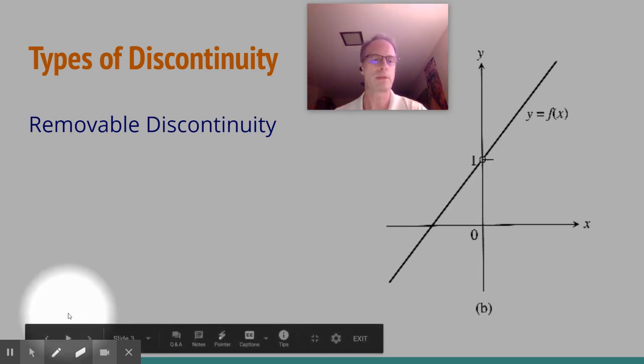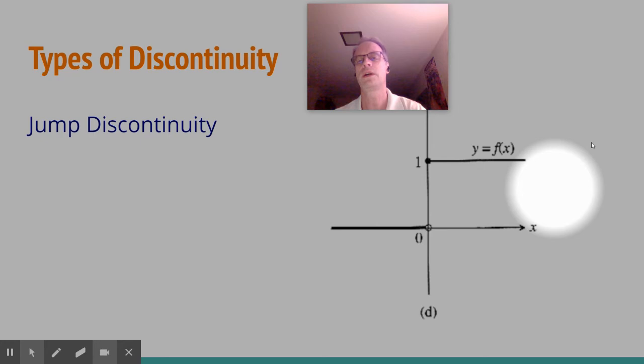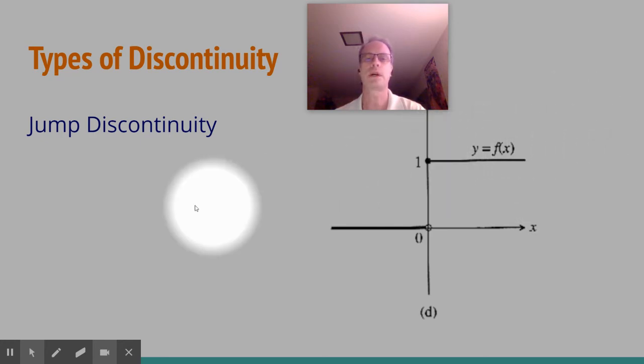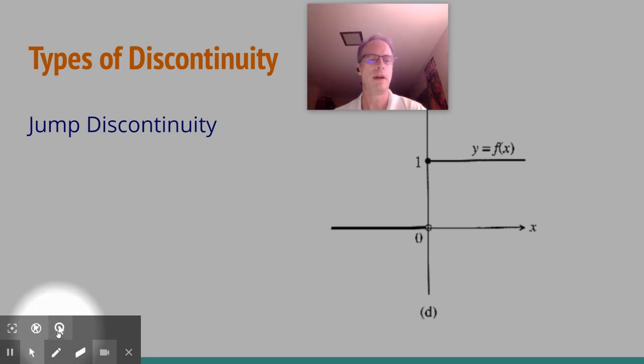Okay, then let's move on and say, what about something like this? When you've got a jump discontinuity, that's going to be when it's on one level from the left and a different level from the right. Okay, jump discontinuity. Nothing exciting in that either. All right, let's see. What else do we have?